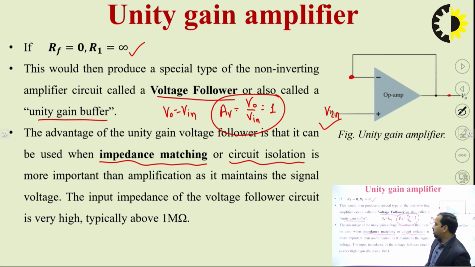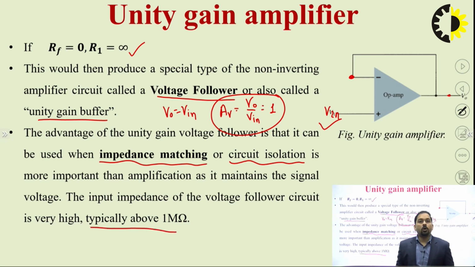So the quality of the circuit is that input impedance is very high, of the order of, let's say, mega ohm, and the output impedance is very small. That is the requirement for an impedance matching circuit.